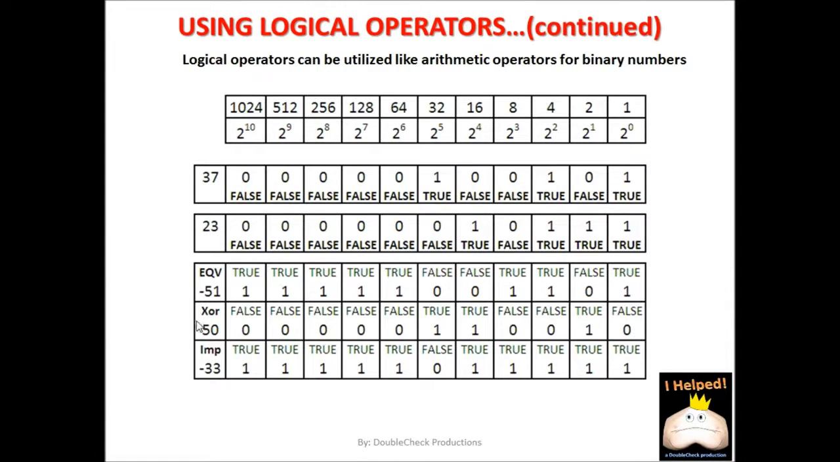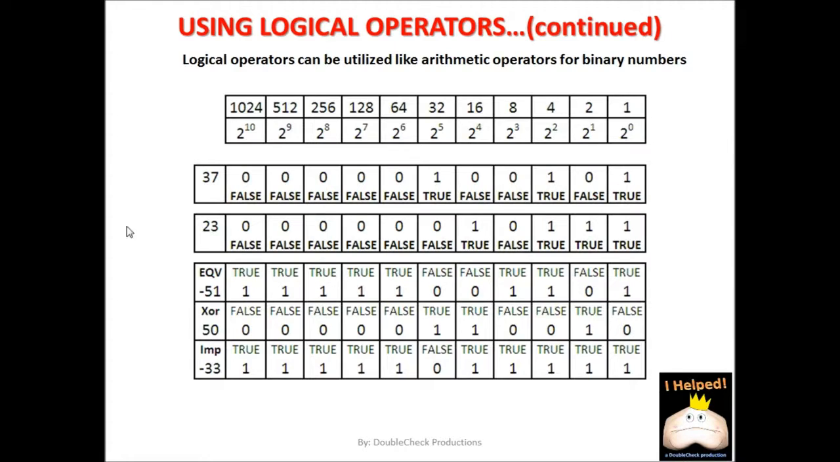We do the same thing for the exclusive, which requires that the values be different. Here we have that they're both the same, and if we look down here in our exclusive row, we see that this is a false value. We go to the next set of digits. We have 0 and 1. These are not the same. They are exclusive. We go straight down to our exclusive row, and we see that that value is true. What we end up with is 37 exclusive 23 equals 50.